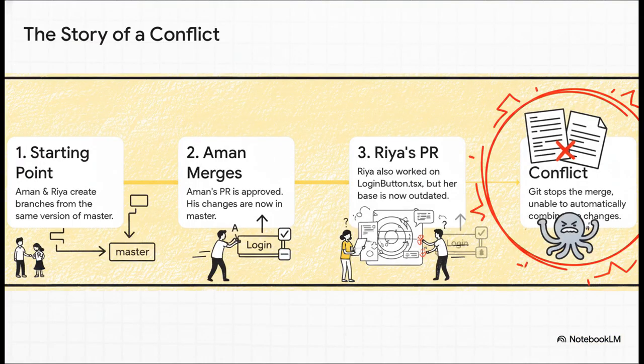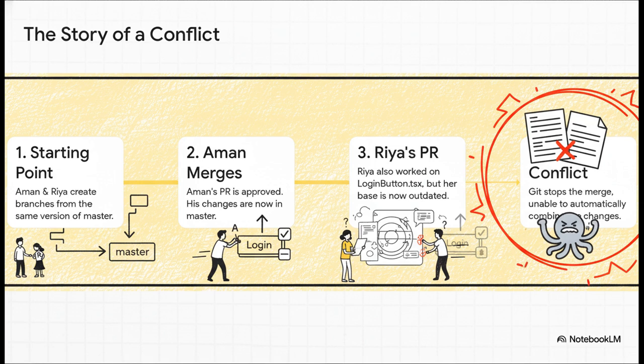Let's make this super concrete with a quick story. We've got two developers, Aman and Ria. They both start from the same version of master. Aman uses his AI to whip up a quick bug fix for the login button. His PR gets approved, boom, it's merged. So now master has his changes. But here's the thing, Ria has been working on a much bigger redesign of that exact same login button.